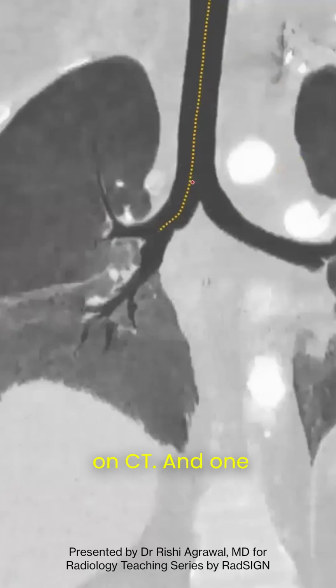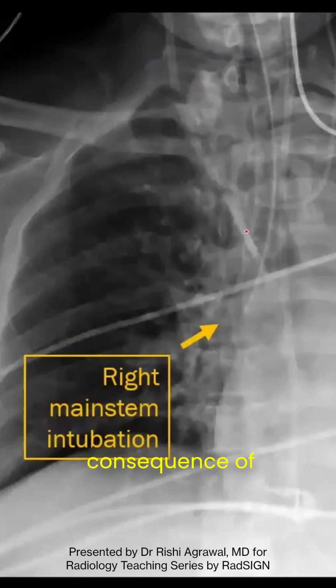So here it is on CT, and one important thing about the trachea and the carina is that as you go down in the trachea, the right main bronchus has a more steep and vertical course compared to the left main bronchus. Okay, so one natural clinical consequence of that is if you have a patient who you're intubating and you accidentally put the ET tube in too far, 9 times out of 10, that is going to go into the right main stem bronchus compared to the left.